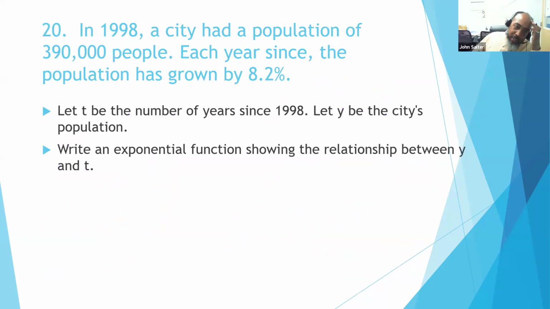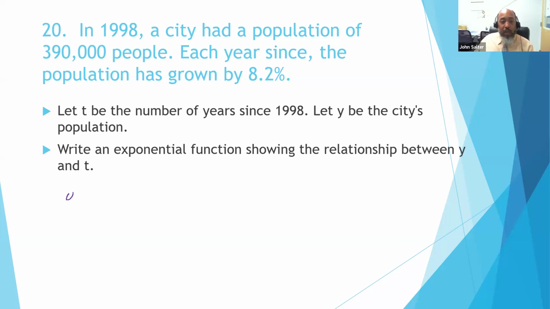In 1998, a city had a population of 390,000 people. Each year since, the population has grown by 8.2%. Let T be the number of people since 1998. Let Y be the city's population. Write an exponential function showing the relationship between Y and T.